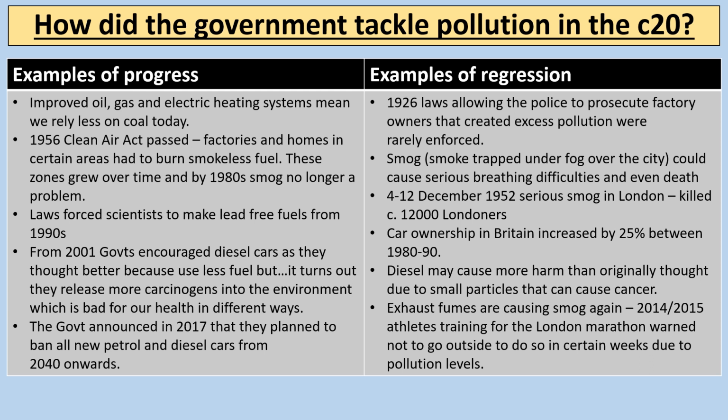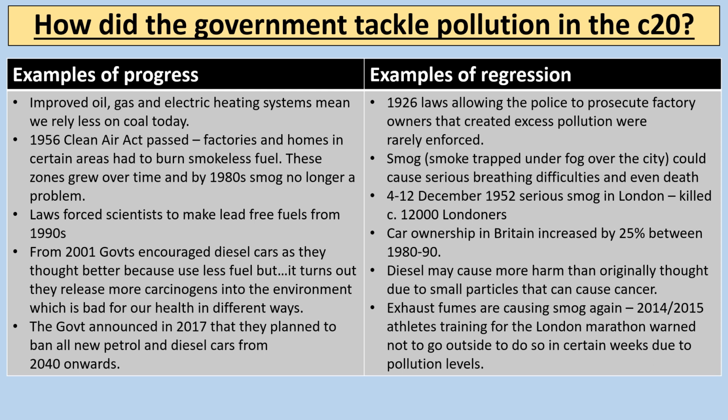Law has forced scientists to make lead-free fuels from the 1990s, so now all petrol is unleaded. From 2001, the government encouraged diesel cars because they thought they were better in terms of pollution because they use less fuel, but it actually turns out they release more carcinogens into the environment and is really bad for people's breathing. So that has created other health problems. The government announced in 2017 that it planned to ban all new petrol and diesel cars from 2040 onwards and really promote the use of electric cars.